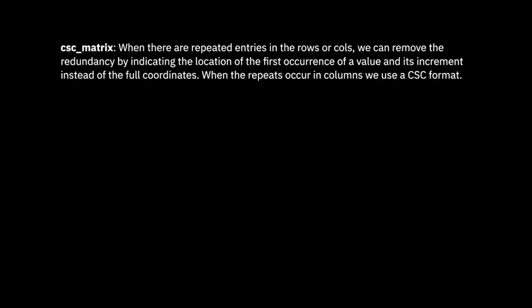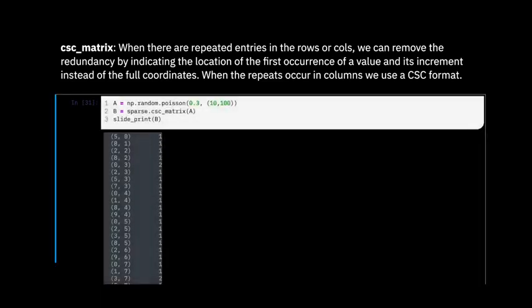In a CSC matrix, when there are repeated entries in the rows or columns, we can remove the redundancy by indicating the location of the first occurrence of a value and then its increment instead of the full coordinates. When the repeats occur in columns, we can use a CSC format. So in this example here, we create a dense matrix using integers from a Poisson distribution, and this matrix is 10 by 100. And then we use the sparse CSC matrix function to cast that into matrix B, which is a sparse matrix, and then here we have it printed out.